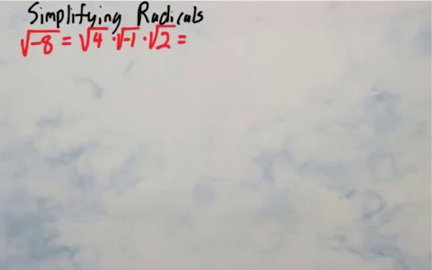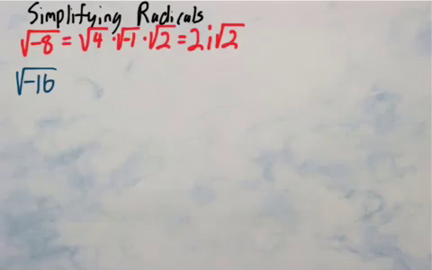The square root of negative 1 we just learned was i. So we got our 2, then we've got our i. And then the radical 2 won't simplify, so we're just going to leave it root 2. So that would be simplifying. Square root of negative 8 would simplify to 2i root 2.